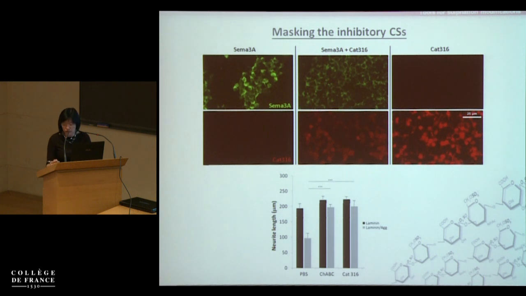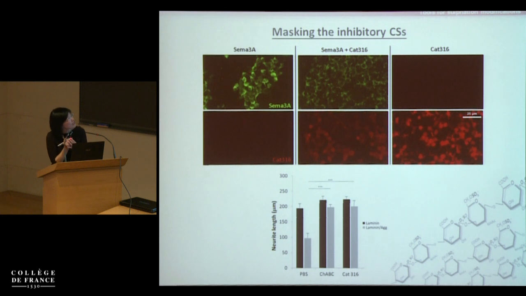We have been trying, in the last year, to find strategies to modulate the sulfation and the plasticity by modulating perineuronal nets. So one of the tools that we have is an antibody called CAT316. It used to be known as an anti-aggrecan antibody, but in the presence of CAT316, together with semaphorin 3A, you can see a reduction of semaphorin 3A binding to these cells.